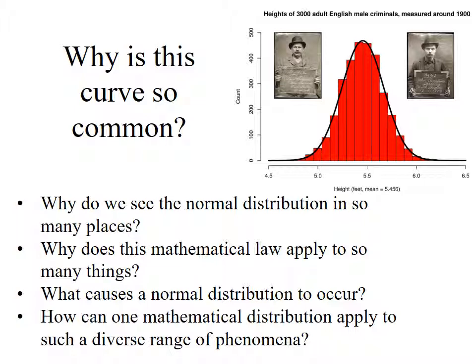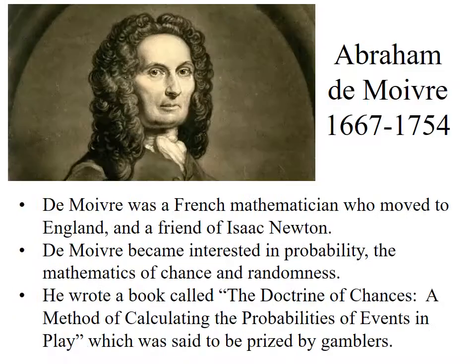How in the world can one mathematical distribution, one formula, one equation for one specific type of curve apply to such an enormously diverse range of phenomena all across our universe? That's an interesting question. So let's do the history of this. This is one of the most important discoveries in the whole history of science. This starts with Abraham de Moivre. He was a French mathematician, good friend of Isaac Newton way back in the 1600s, back in the day.